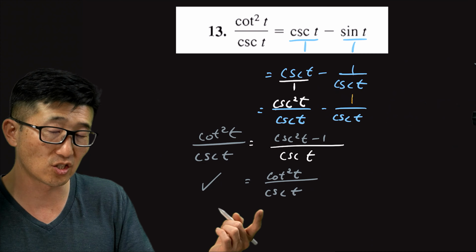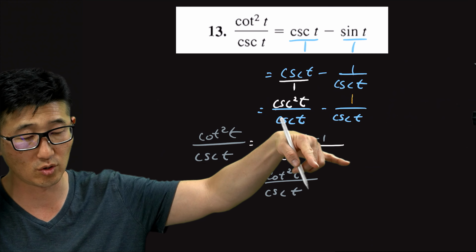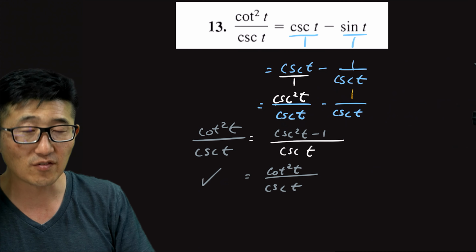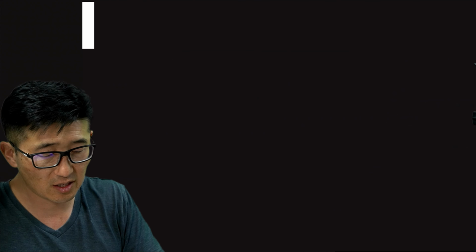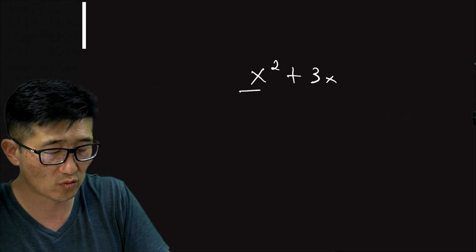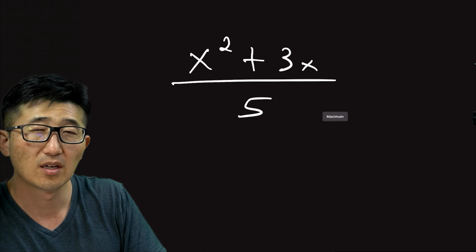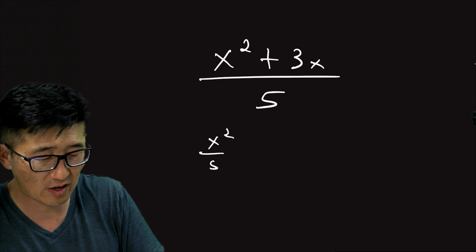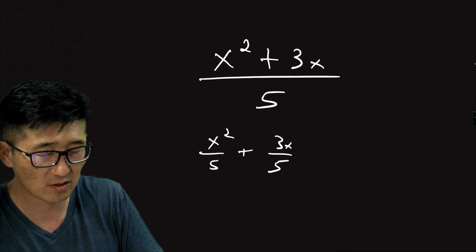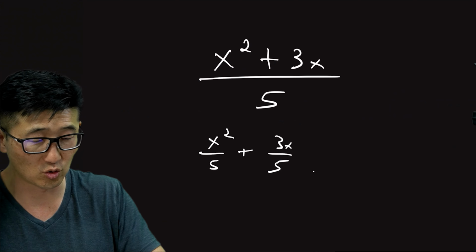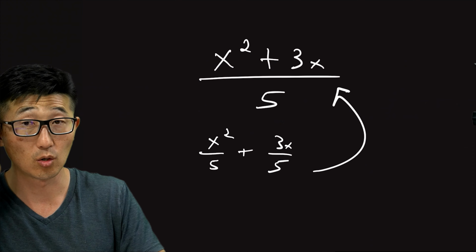So let's imagine you're taking the test, you're like, let me try it on the right side, and then it worked. But then another question, you're like, would it work on the left side? Now on the left side, there's a little trick to this. When you see something like x squared plus 3x over 5, can you split this up into two separate fractions, like x squared over 5 plus 3x over 5? Yeah, because if you put it back together again, it equals the same thing.